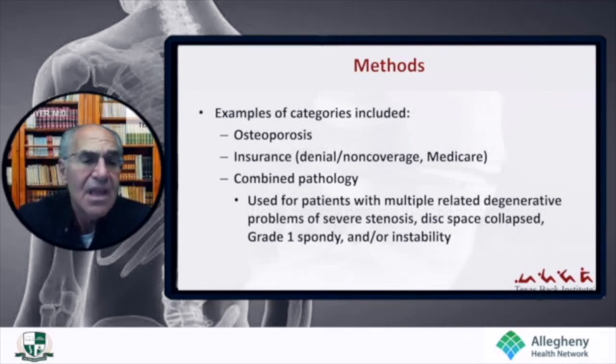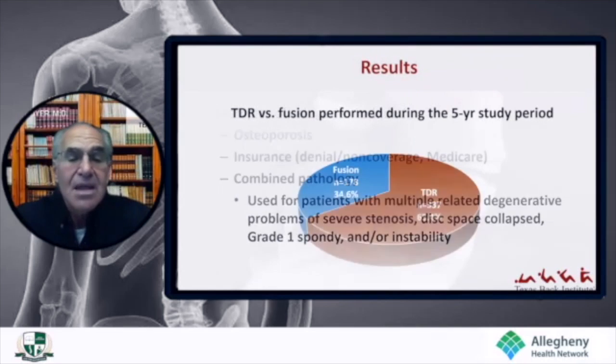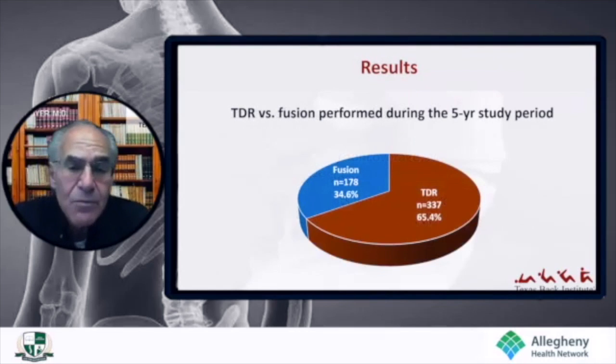And we can see that the categories included osteoporosis, insurance, and then the various pathologies, including high degree instability with a grade 1 spondy or instability itself. Now, this pie graph is a little bit different than the one we saw in the cervical. For example, we see that about 65% of patients indeed got their disc replacement, but almost 35% ended up having fusion. So not quite as friendly to TDR as the cervical spine.